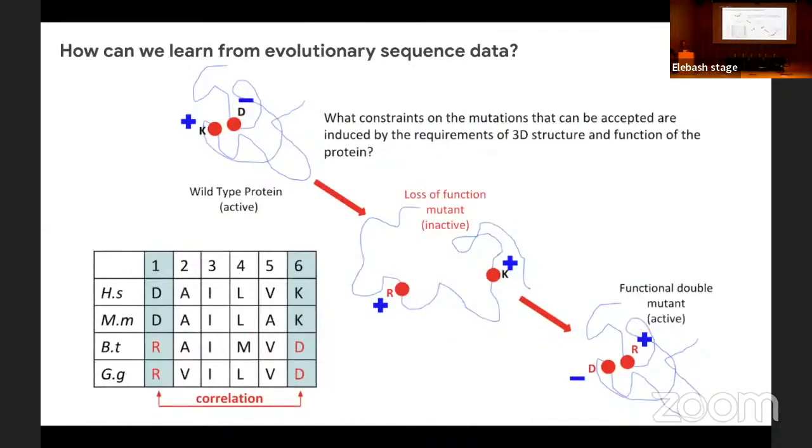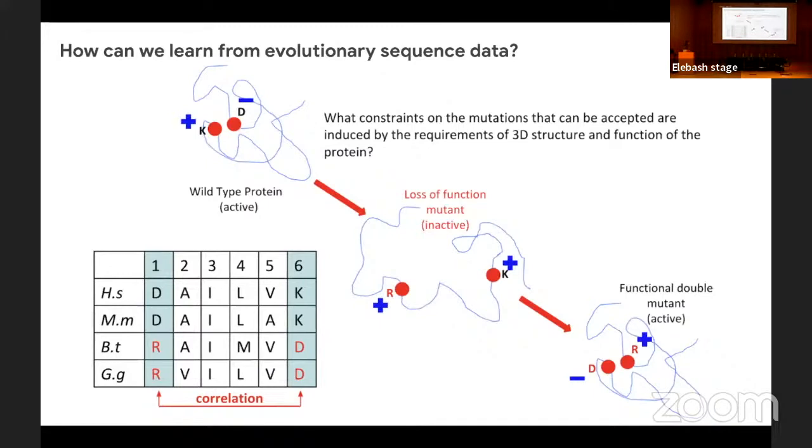And so for a long time, people have asked this question: how can we learn from evolutionary sequence data what constraints on the mutations that can be accepted are induced by the requirements of 3D structure and function of a protein? Biologists have long noticed that you have compensatory mutations, mutations at sites that are separate in the primary sequence but compensate for each other. One hypothesis is that this has to do with structural interactions.